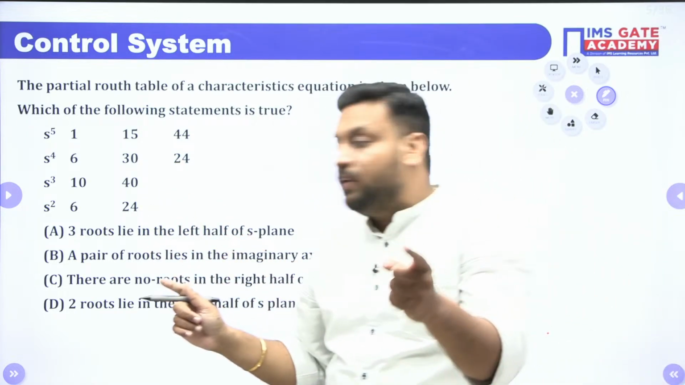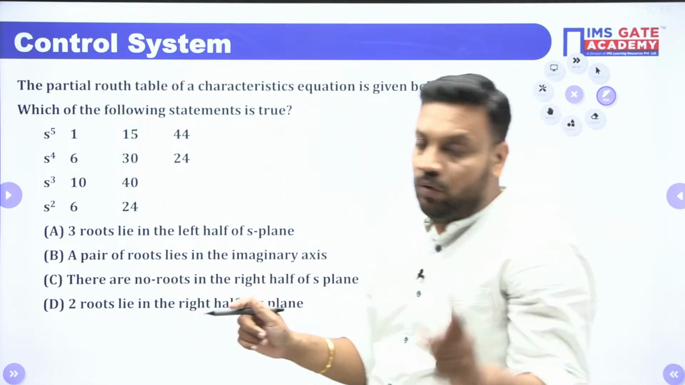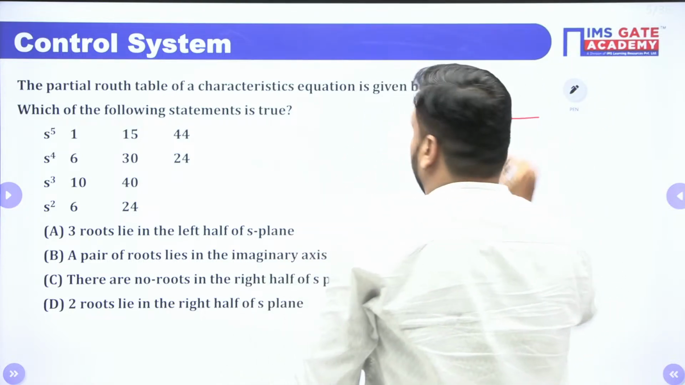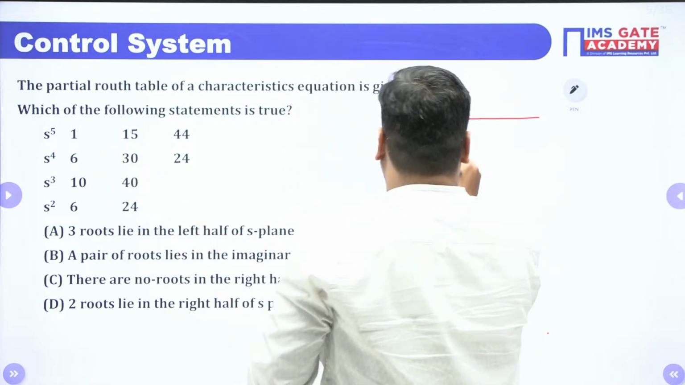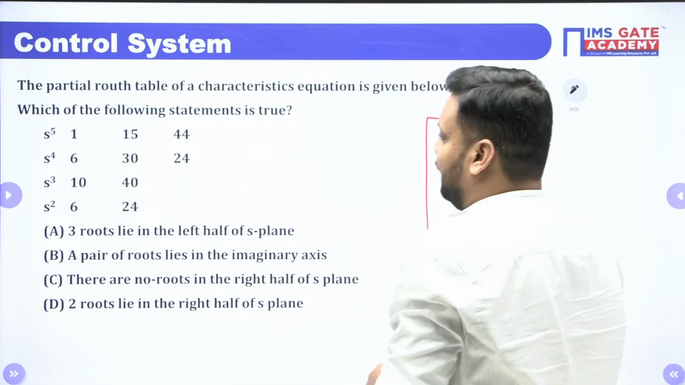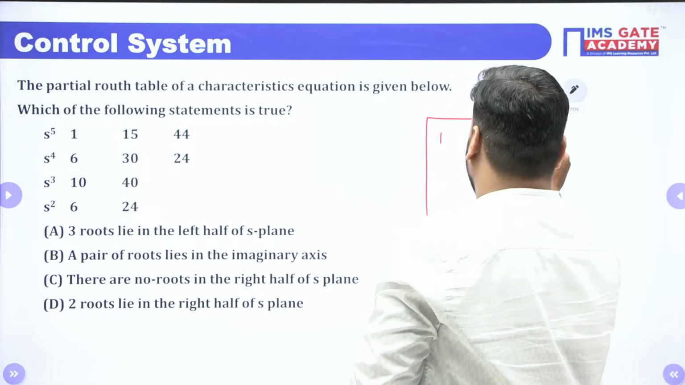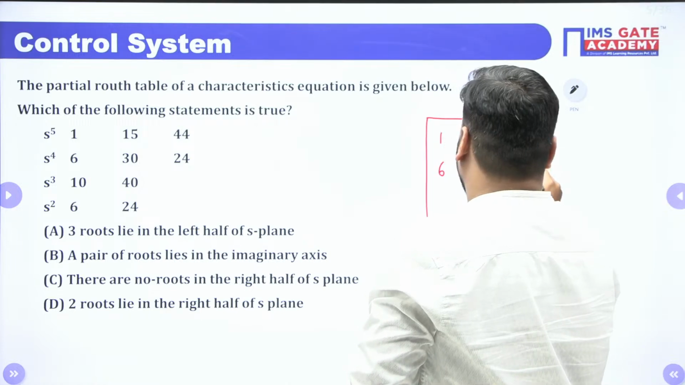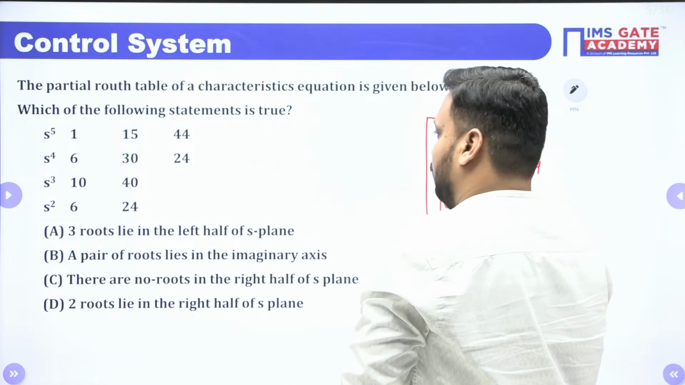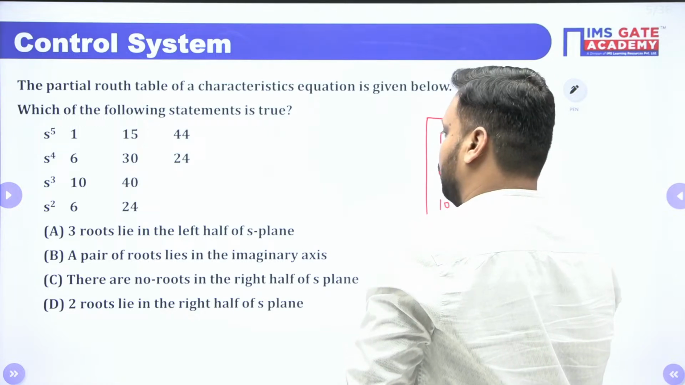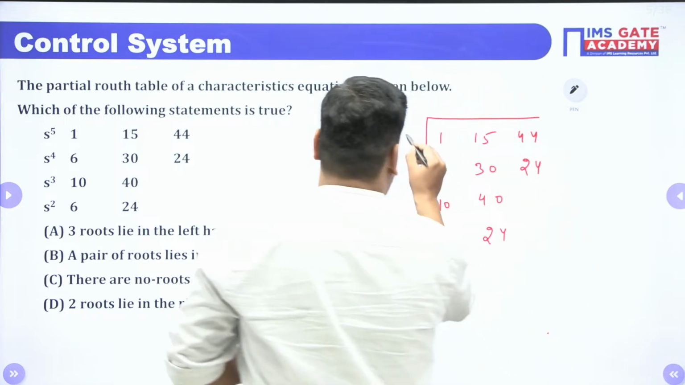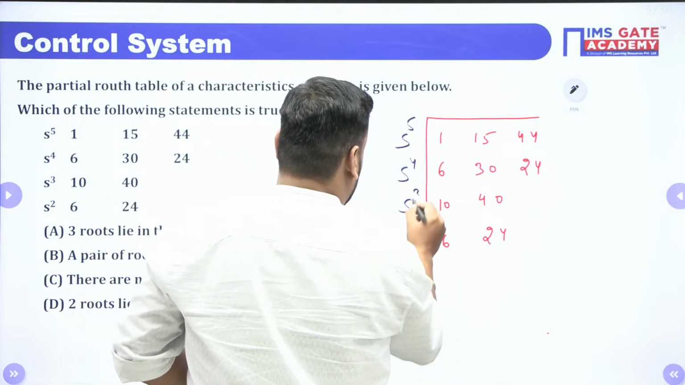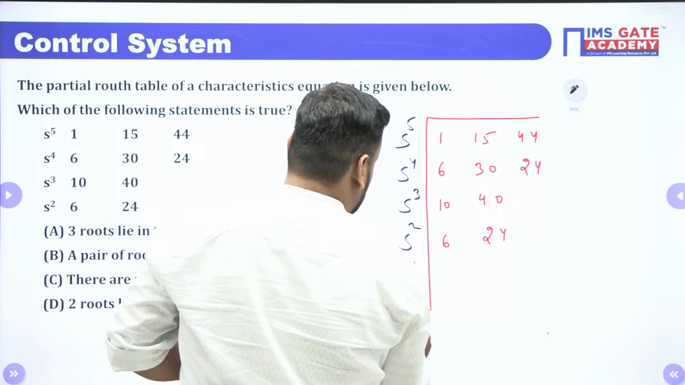You need to identify whether it is a case of row of zeros. So when you construct the Routh table here, what you will get, guys, is that the variables are the same here till s to the power 2. So 1, 15, 44. Here we are having 6, 30 and 24. The next is 10, 40 and here is 6, 24. Corresponding to what, guys? Here s to the power 5, here s to the power 4, here s to the power 3, s square, s to the power 1, s to the power 0 here.